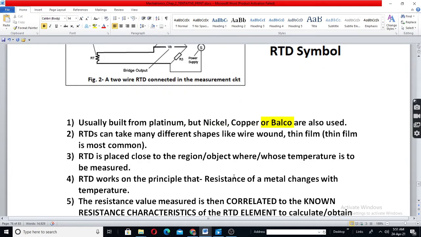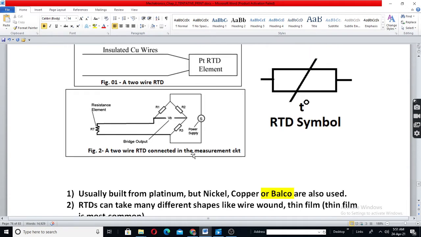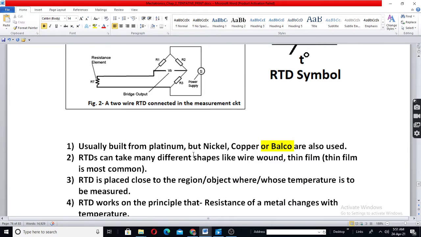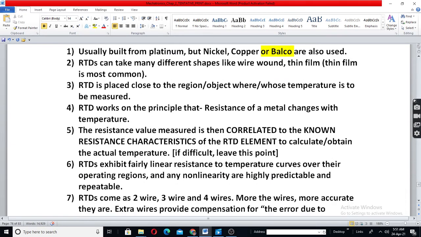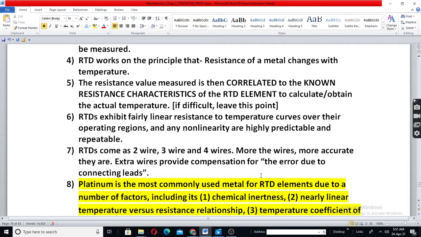A thin film or wire. Thin wires are formed using these materials. These materials have a large variation of resistance with respect to temperature. So when temperature changes, the change in resistance in these materials will be large, so that measurement becomes easy or sensitivity increases.